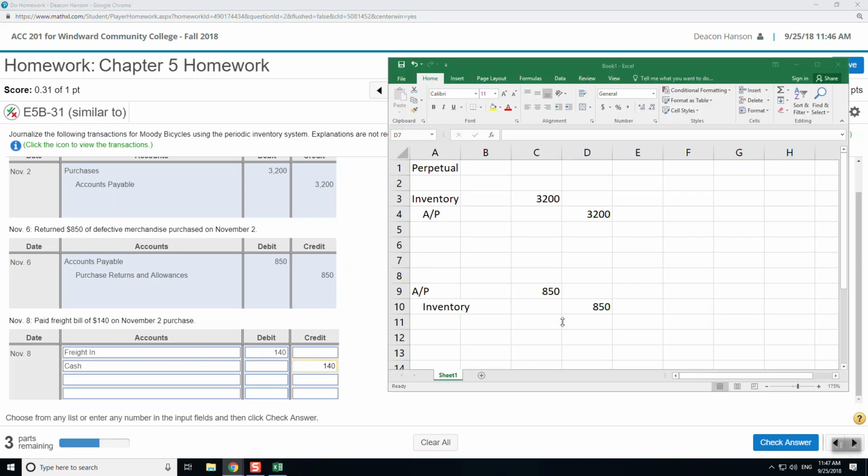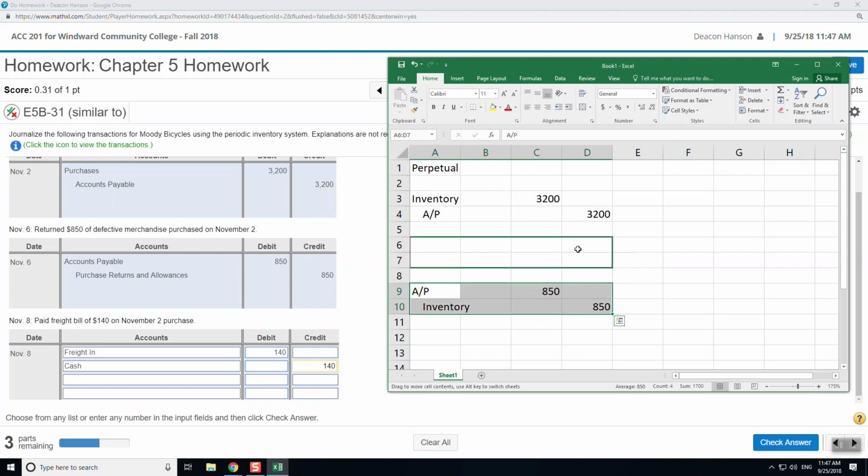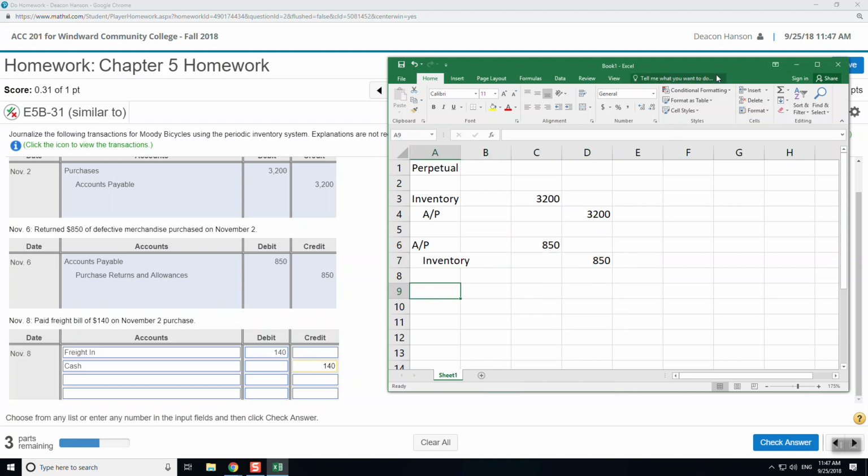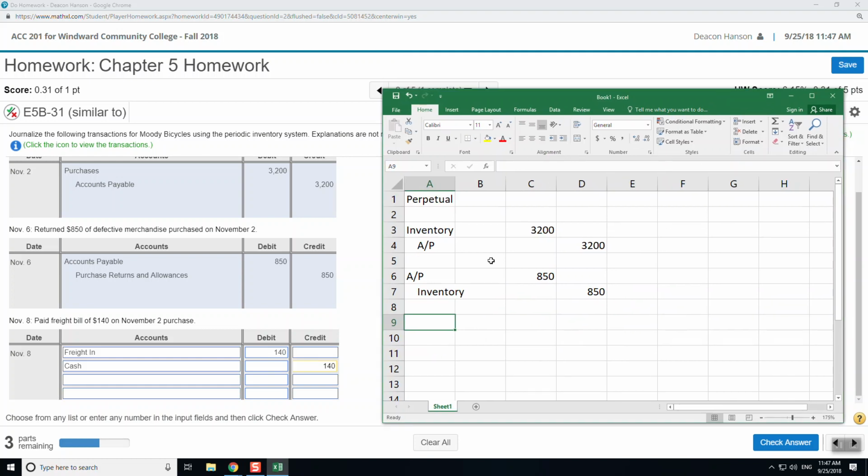Now, before we press enter on that, I'll just move this guy up. I'll show you how that would have looked in the perpetual system. So remember, over here in my spreadsheet, that's perpetual. We would have booked it directly to inventory. Okay. And notice the word paid is in there. So that should trigger in your mind, by now, having done a lot of these problems, paid means that cash was spent. So that's why I'm crediting cash.